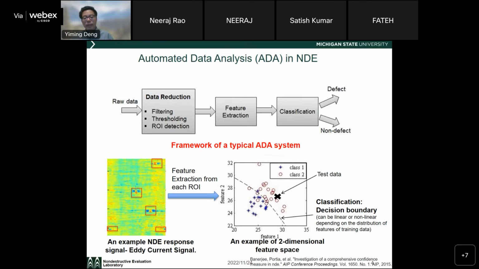The decision boundary here can be linear or nonlinear, depending on the distribution of the features of the training data. This can be a separate lecture, and if you are interested, you can definitely find a lot of material online on pattern recognition and using machine learning to do pattern recognition. You'll see there are different ways of determining the decision boundary. We'll cover that in more detail later, but assume we can have that dashed line determined, which is the decision boundary.